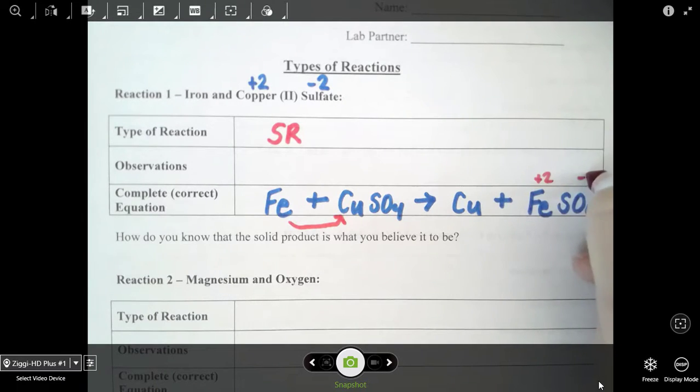-2, so those will balance out. Can I leave those charges there? No. Nope, when we're done with them, we got to get rid of them. So if you're in pencil, erase them. If you're in pen, scratch them out. Okay.